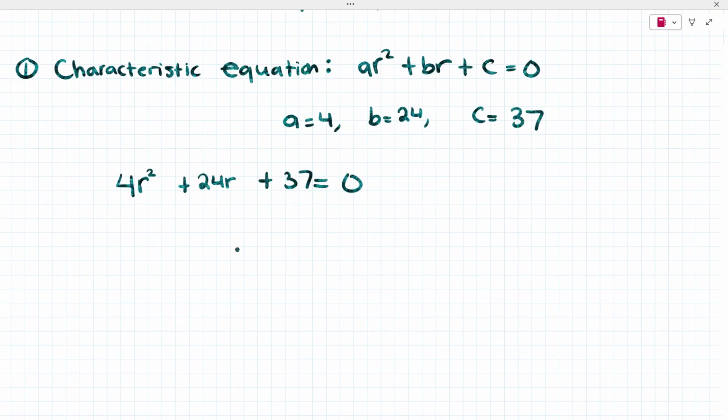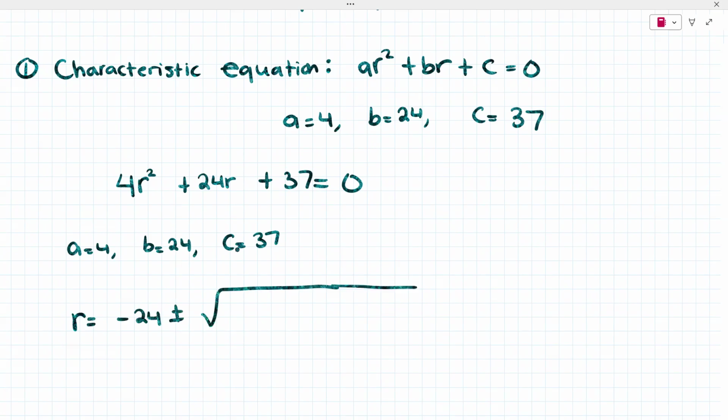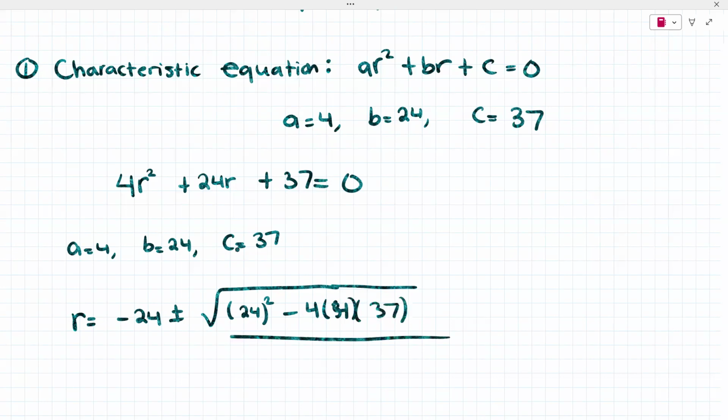So if I'm going to use my quadratic formula, my A is going to be 4, my B is going to be 24, and my C is going to be 37. So R is going to be the opposite of B, which is negative 24, plus or minus root B squared, which is 24 squared, minus 4 times AC. My A is 4, and my C is 37, all over 2A.